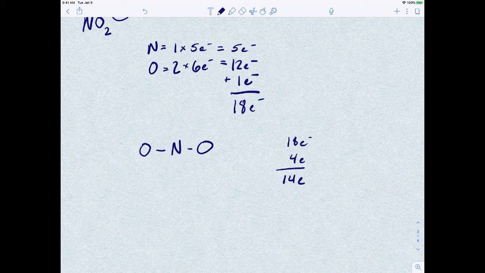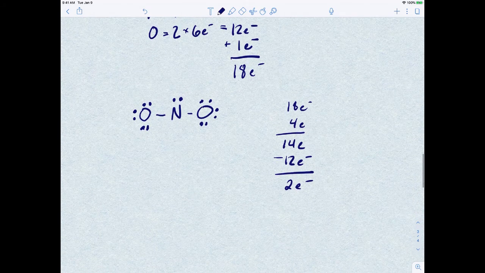I'm going to make sure that each atom has an octet on the outside first, then we worry about nitrogen. So we'll put the lone pairs on the oxygens first. 2, 4, 6, 8, 10, 12. So we've used up 12 electrons for the oxygens. That gives us 2 electrons left over, and so we've got to put 2 electrons onto the nitrogen. That uses up all of the electrons that we're supposed to use.